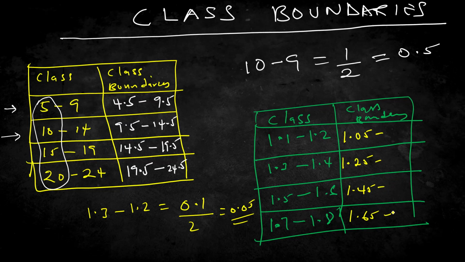Let's go to the upper limits, where we add. If you add 1.2 and 0.05, it will be 1.25. This side will be 1.45, 1.65, 1.85. As simple as that. That is the idea of the class boundaries. Very, very important.